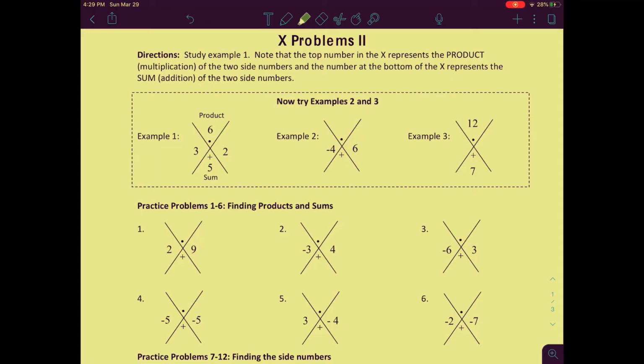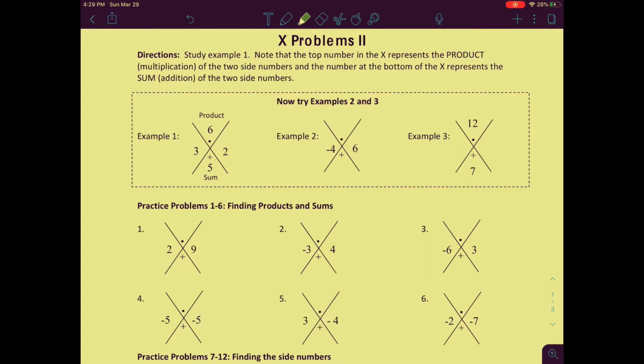Hello, Algebra 1. Today we're going to be talking about X-box problems, which this worksheet refers to as X problems. Sometimes you'll even hear them referred to as diamond problems, but in the end, they're all the same. There's going to be a giant X, there's usually going to be two numbers given, and you're going to try to figure out what the other two numbers are.